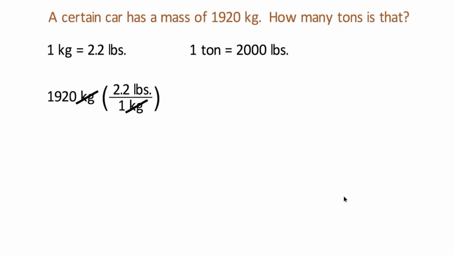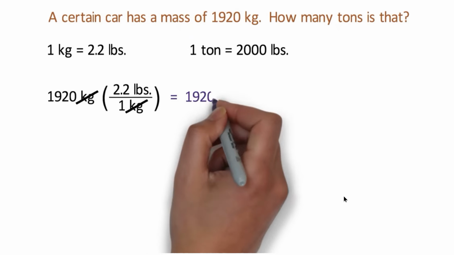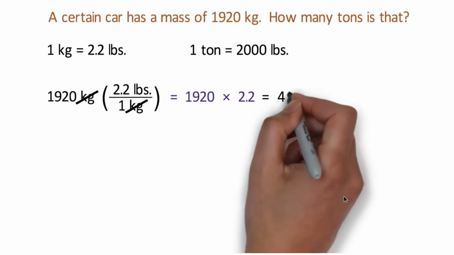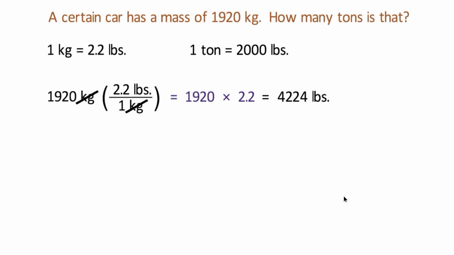When you do the math in your calculator, simply multiply 1,920 by 2.2. This time we are multiplying the numbers because the 1 of the conversion factor is on the bottom of the fraction. Our calculator tells us that the answer is 4,224 pounds. But we're not done yet. We still need to convert the pounds to tons. The second step works exactly the same way.